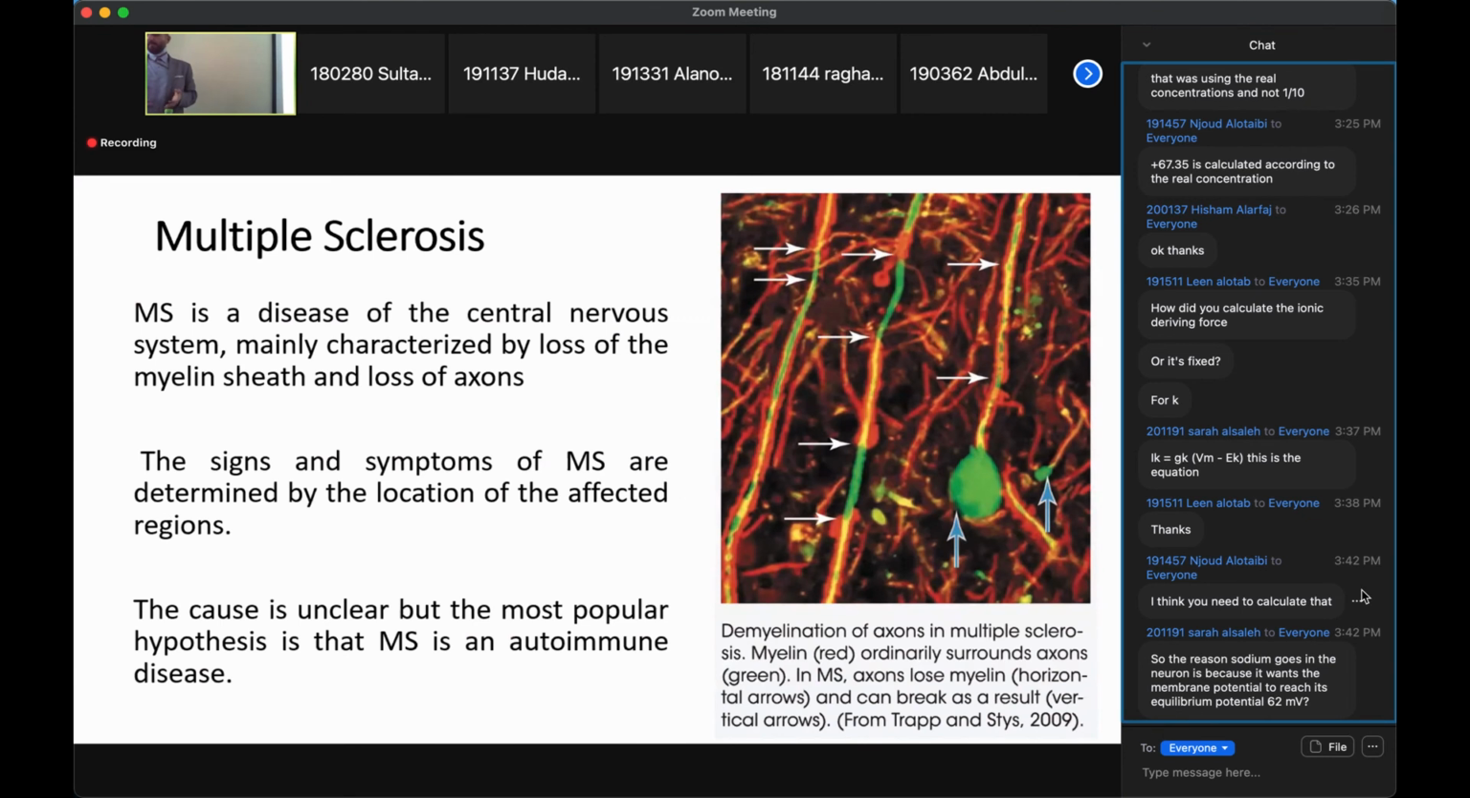And a devastating condition where myelin is affected, and the conduction of the action potential is also affected as a result, is multiple sclerosis. In multiple sclerosis, it is believed, by some hypotheses, that it is an autoimmune disease. The loss of myelin affects the conduction of the action potential, and depending on where the lesion is, it could give rise to different manifestations.